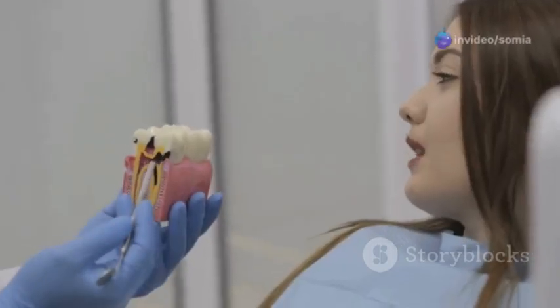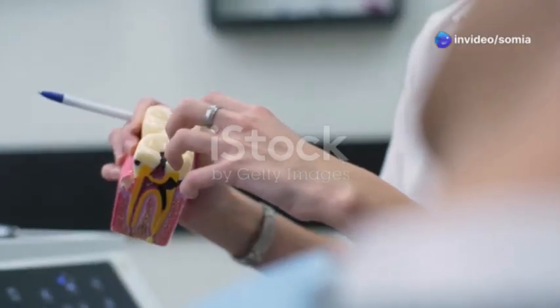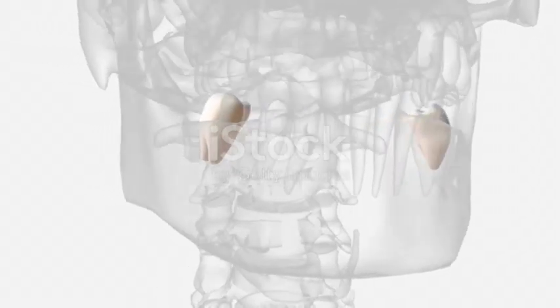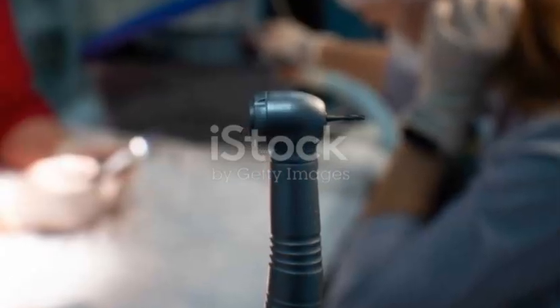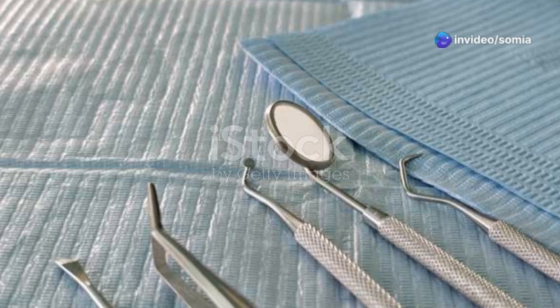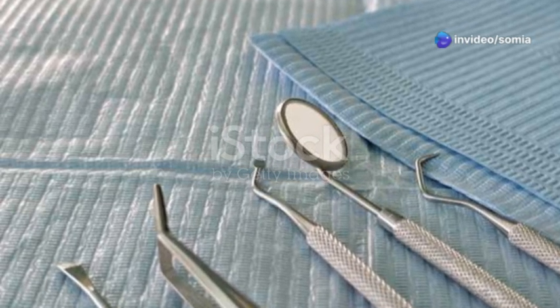Next, let's talk about the anatomy. Teeth can be tricky with their complex root canal systems. Take the mandibular molars, for instance. They often have extra canals or unusual curvatures. Always be prepared for surprises. Use your endodontic explorer to feel for additional canals and employ magnification tools like loupes or microscopes for better visibility.